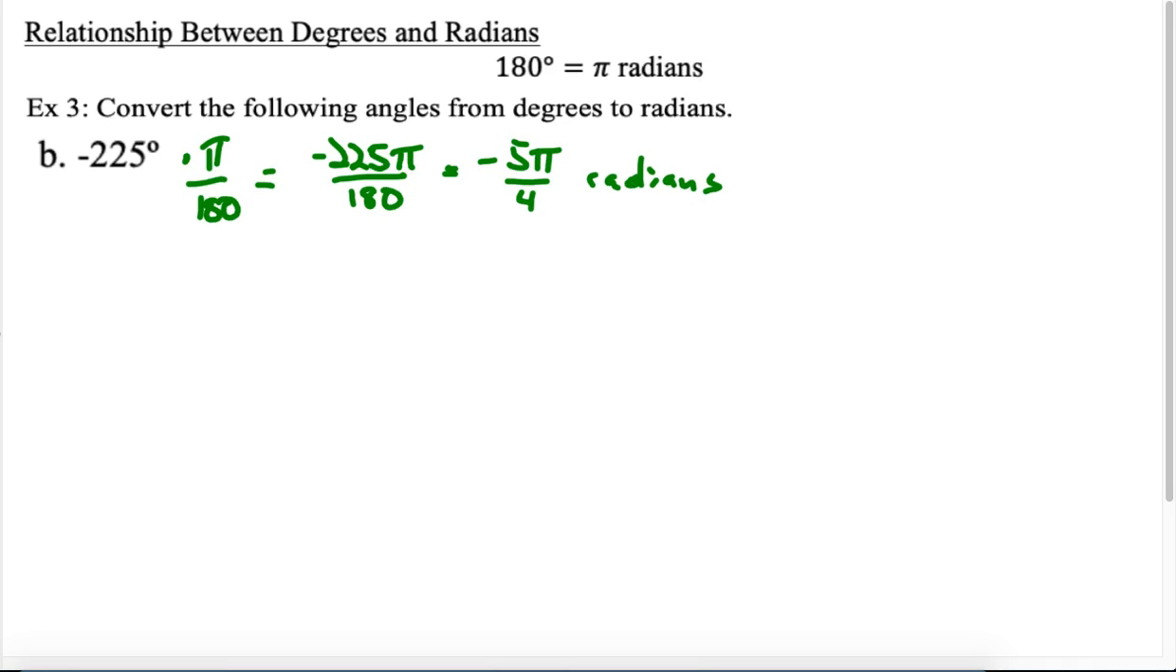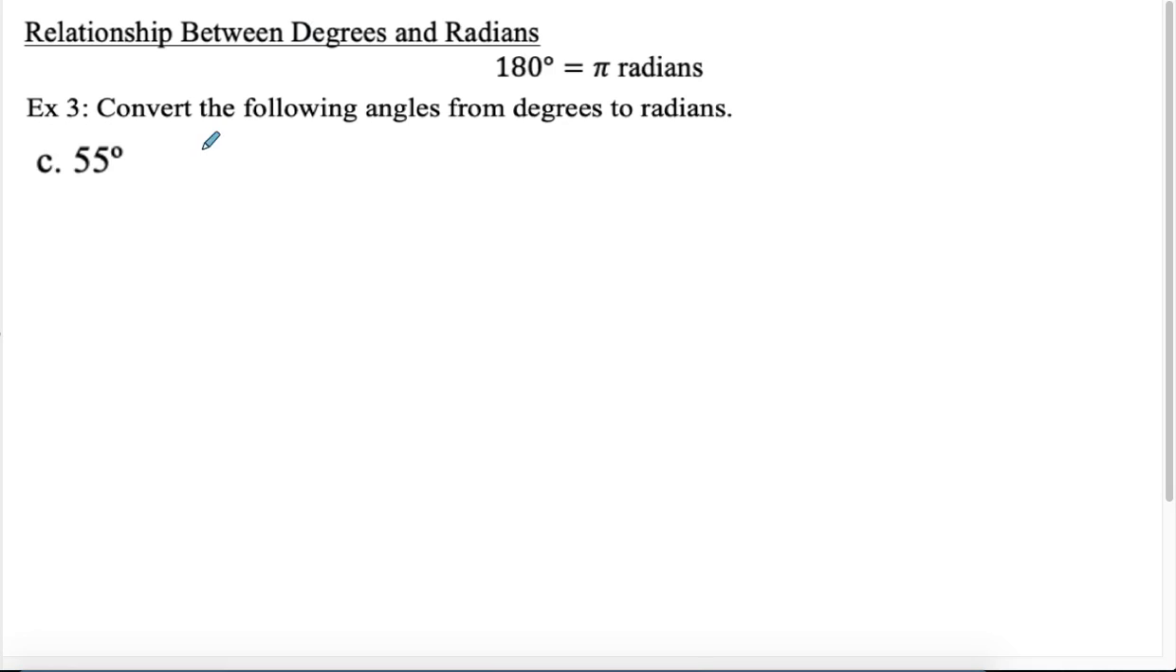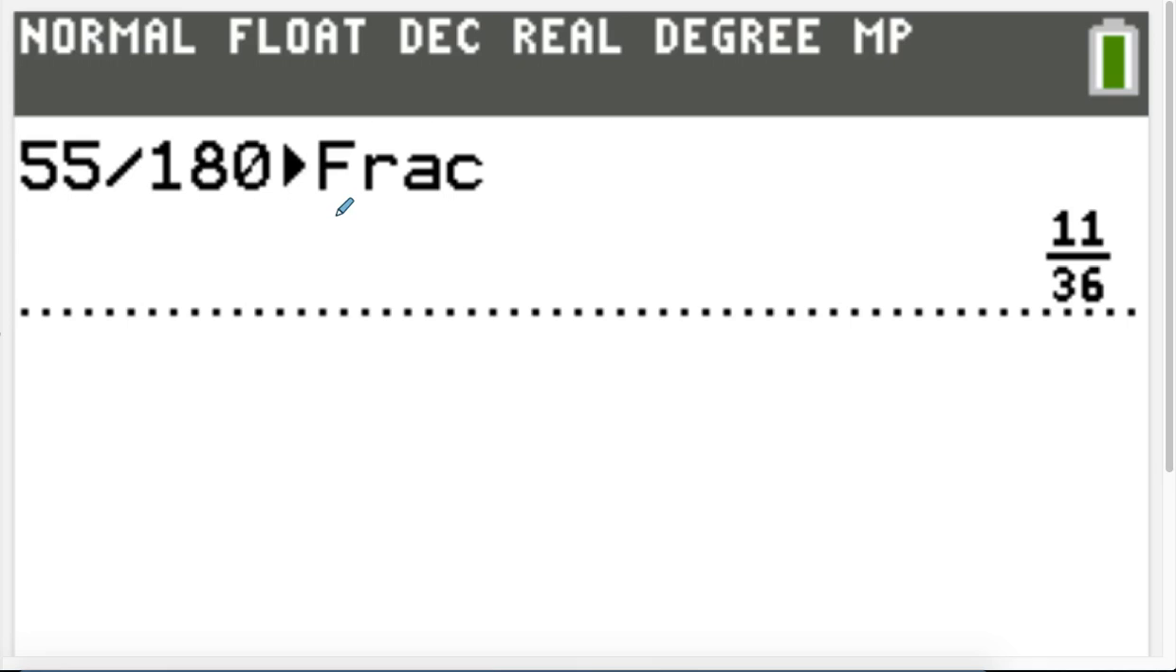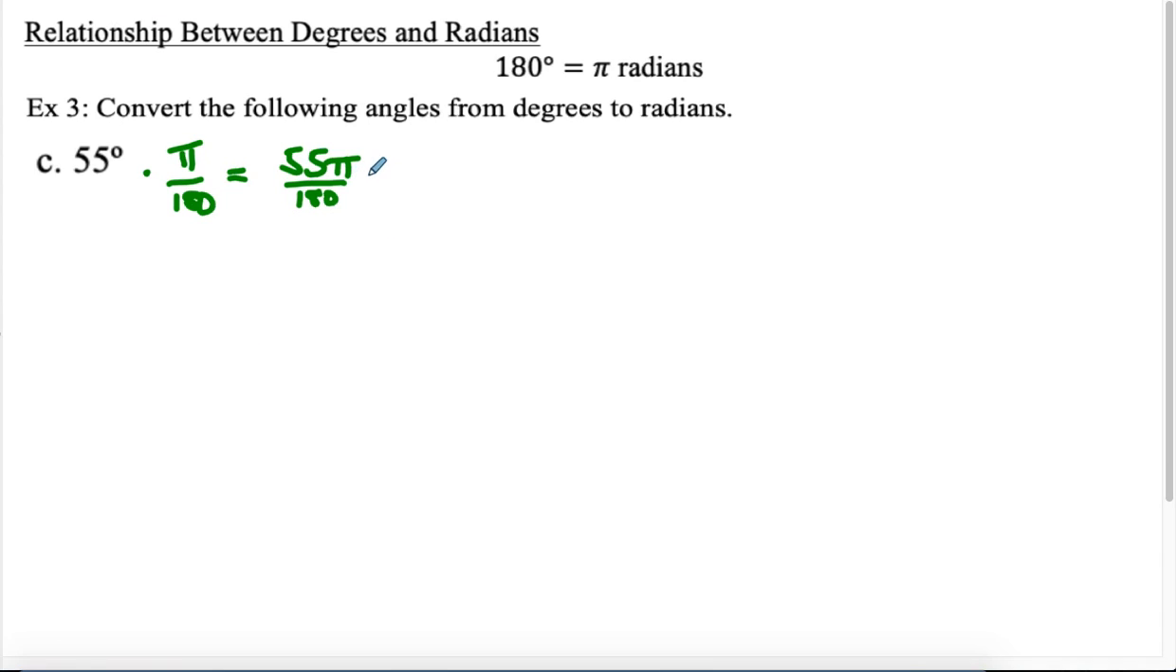Okay, one more in this direction. Again, if I'm multiplying by pi over 180, that would be 55 pi over 180, and I can just put 55 over 180 into the calculator, and it'll simplify it for me, as long as I hit math 1. So this would just simplify to 11 pi over 36.